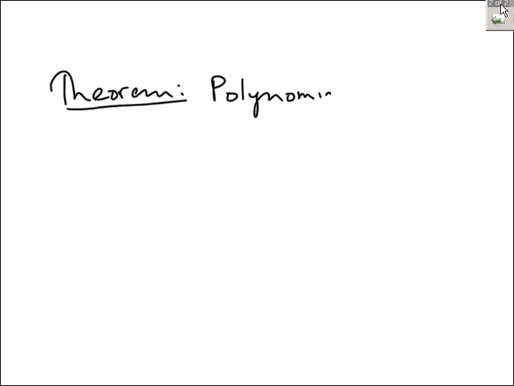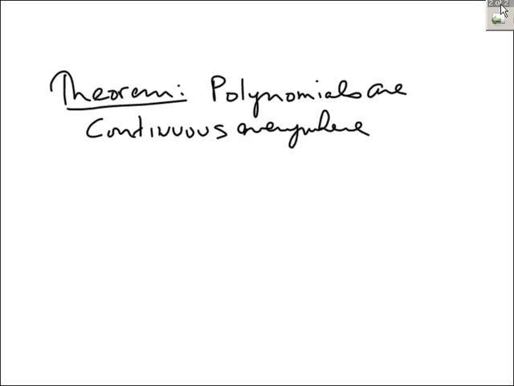Now I'm going to state a theorem without proving it. No sense in proving it. Theorem or fact: polynomials are continuous everywhere. For you to understand this, you have to understand what a polynomial is. So if you don't know what it is, look it up. Polynomials are continuous everywhere.